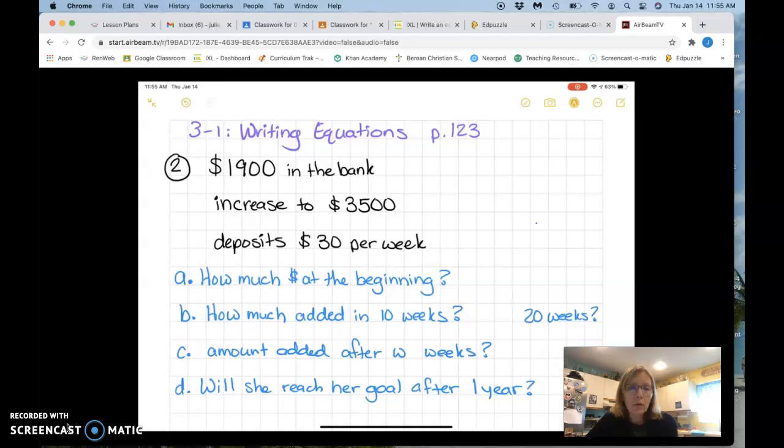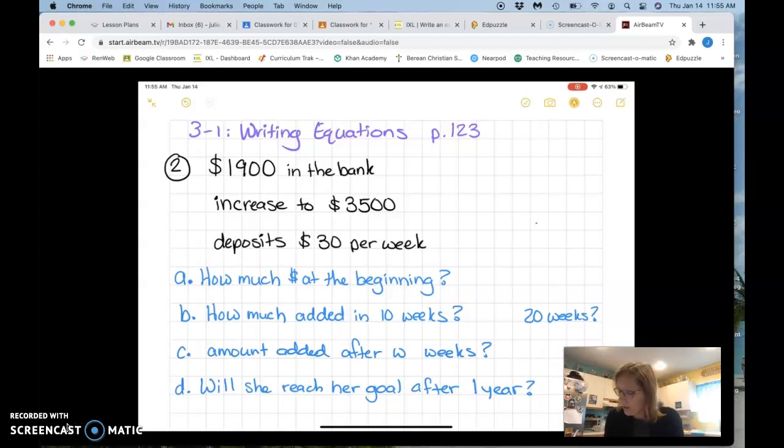So I wrote the key points down for you. She started with $1,900. She wants to increase that to $3,500, and she's going to deposit $30 per week. So remember, deposit is where you put money into the bank. So she's going to put $30 a week in the bank. Try to get her total up to $3,500.